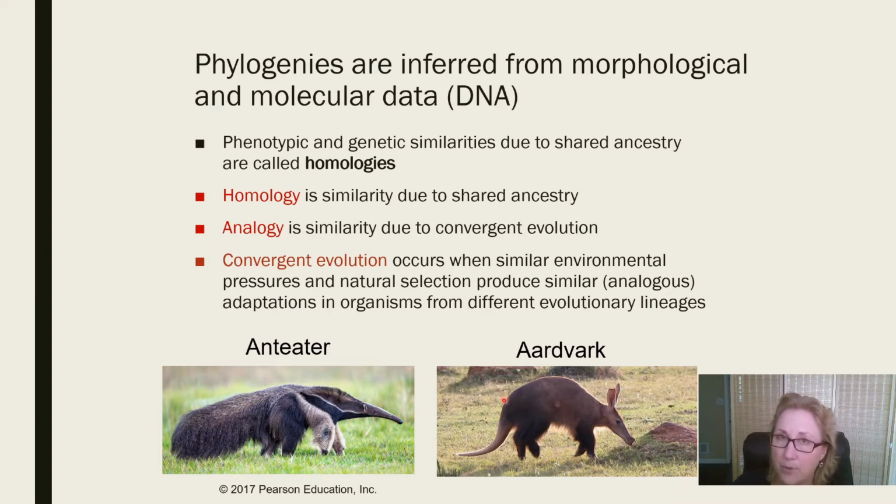Now, because they're both mammals, anteaters and aardvarks do have some homologous traits as well. They both have fur. That's an ancestral character for mammals. They both feed their babies milk and give birth to live young. Those are ancestral traits of the placental mammals. So they do have both homologous and analogous traits, but their superficial similarity is due to convergent evolution.